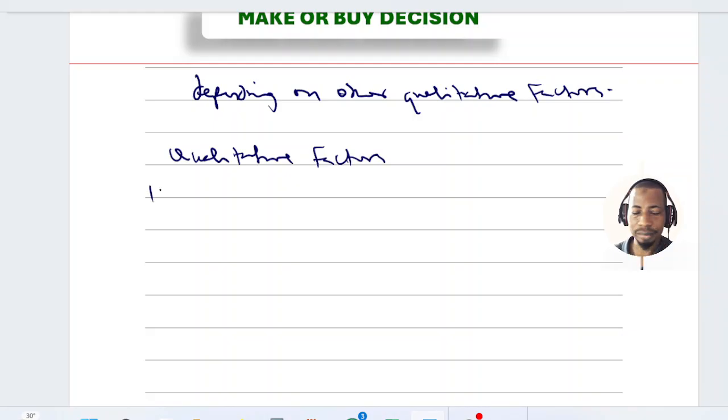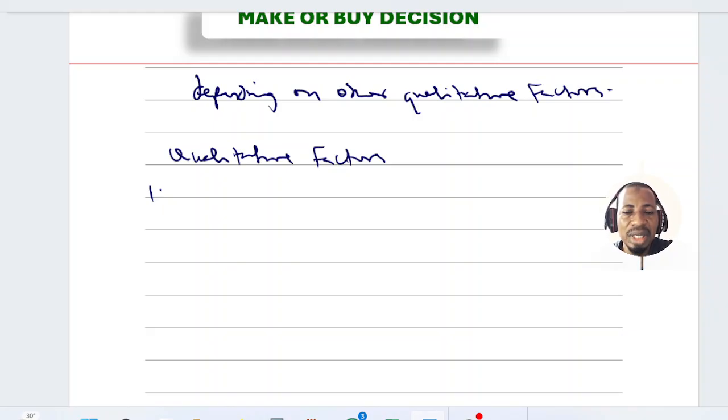The following underlying qualitative factors should be considered when making a decision on make or buy. Now, when you want to state your qualitative factors, remember we said that qualitative factors are those factors that cannot be expressed in monetary terms. Any factor that is not quantifiable or that is non-monetary is what is known as a qualitative factor. All right, so what are those factors you need to take into consideration under make or buy?